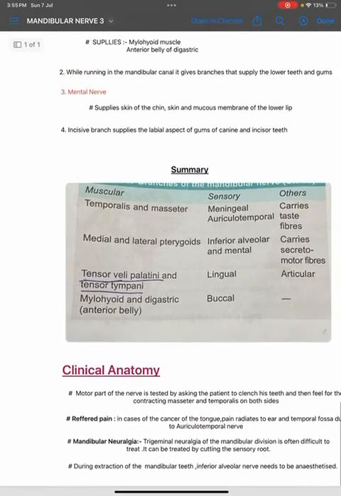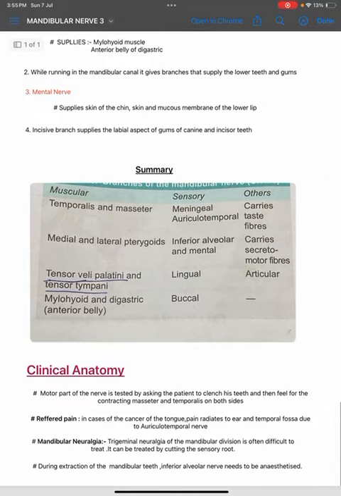And finally about the clinical anatomy, for checking the motor part of the nerve, we'll ask the patient to clench his teeth. Then we are going to feel for the contractions of the masseter and temporalis. So in case of partial or complete paralysis of these muscles, these contractions will get diminished. The next one is the referred pain. In cases of cancer of the tongue, pain radiates to the ear and temporal fossa due to the auriculotemporal nerve, because the nerve that supplies the tongue, the lingual nerve, and the auriculotemporal nerve, both are branches of this mandibular nerve. Then the mandibular neuralgia, and finally during extraction of the mandibular teeth, the inferior alveolar nerve needs to be anesthetized.